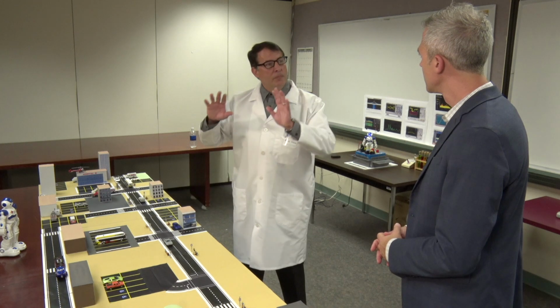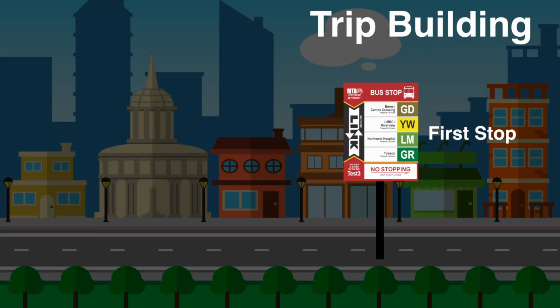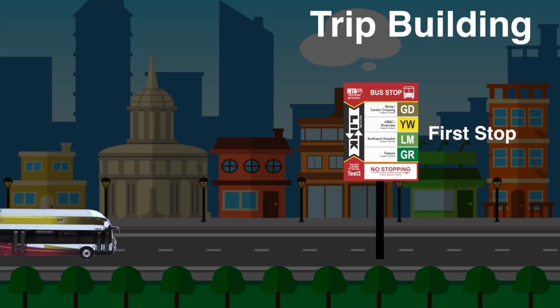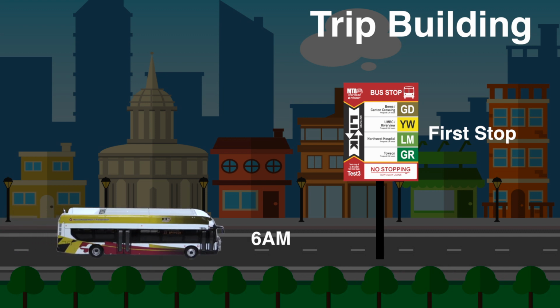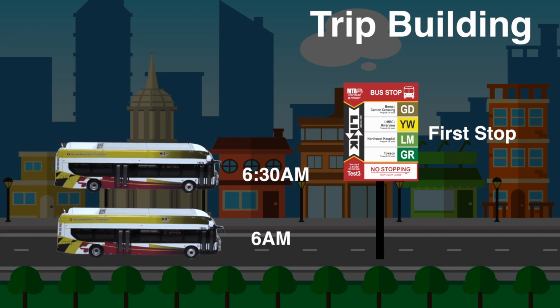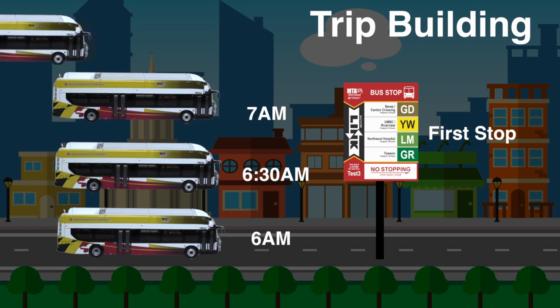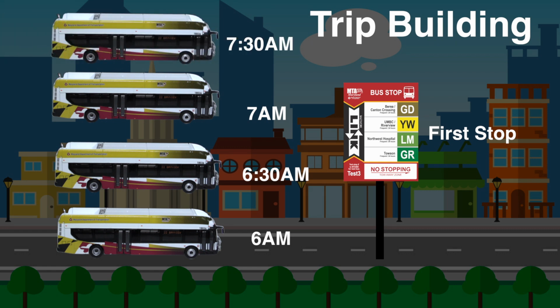Now, we can make our schedule, and that's called trip building. Our new service will operate trips beginning at 6 a.m. with buses arriving every 30 minutes. Now, once we identify all the east and west trips that we need throughout the day, then we can build the blocks. But what is a block?